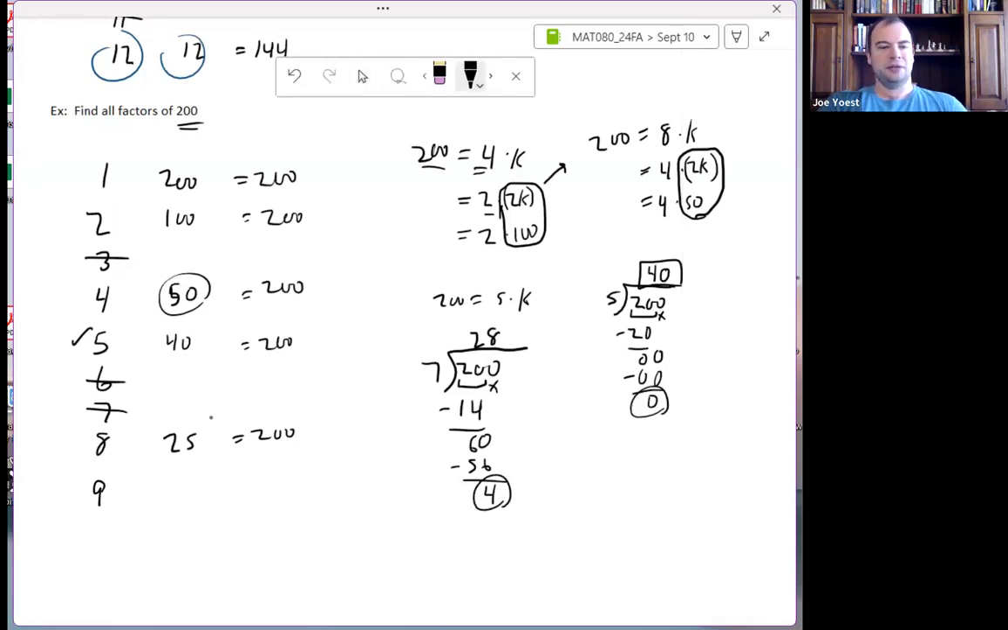What about 9? Well, for us to be divisible by 9, we have to be divisible by 3, then 3 again, right? If 200 was 9 times some natural number we'll call k, that means it's 3 times 3k. It means it would have to be divisible by 3 if it was divisible by 9. But it's not divisible by 3. So it's not divisible by 9 either.